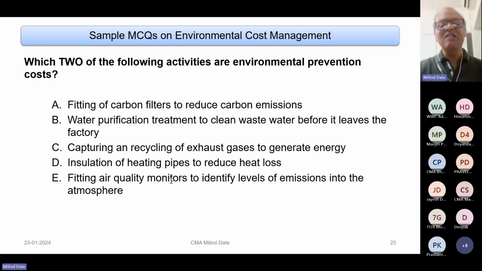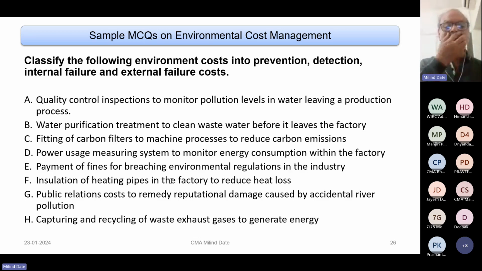There is a more comprehensive example over here. Of course, I suggest you just take a pick of this and then try and classify them into prevention, detection, internal failure and external failure according to your own convenience. You know, because I'm sending these files separately to you. Like last time, also I have shared my file with WRC. You can ask them to give you that. But this is the best way to learn. You will be in a position to quickly answer the questions over here.